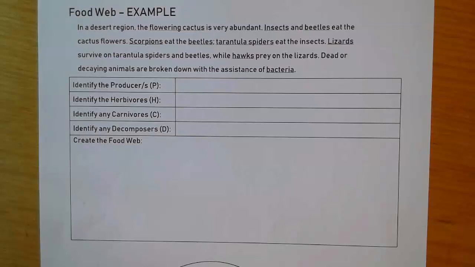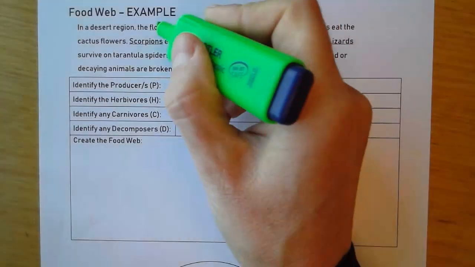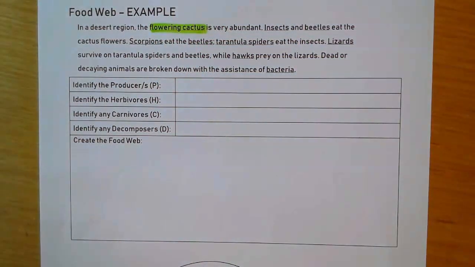I like to use a highlighter to make notes as I read, and sometimes I need to reread what I've just read to make sense of all the relationships. So let's first read to find the producers. In a desert region, the flowering cactus is very abundant. So that's our plant, that's our producer.